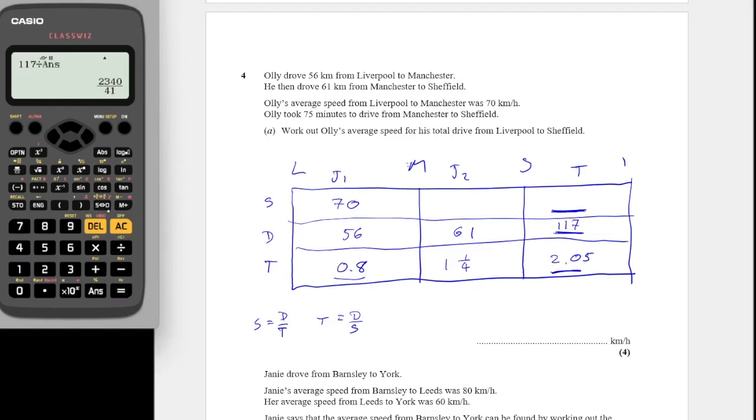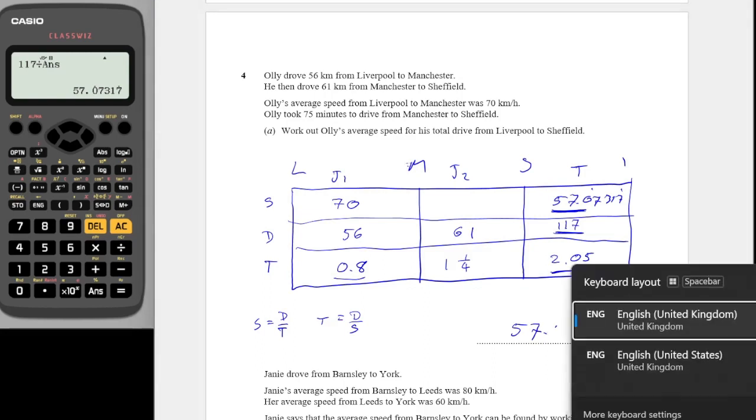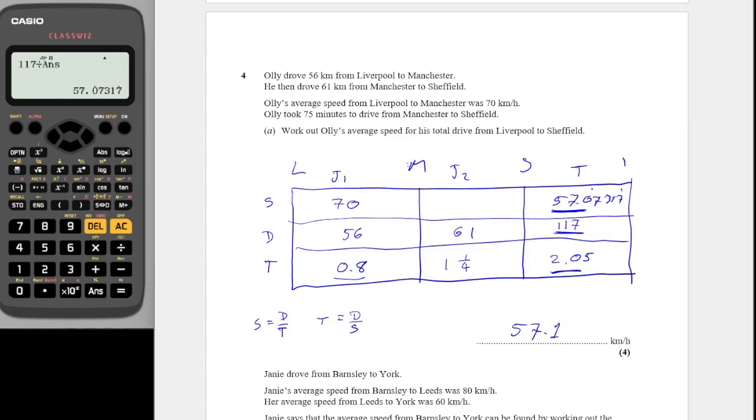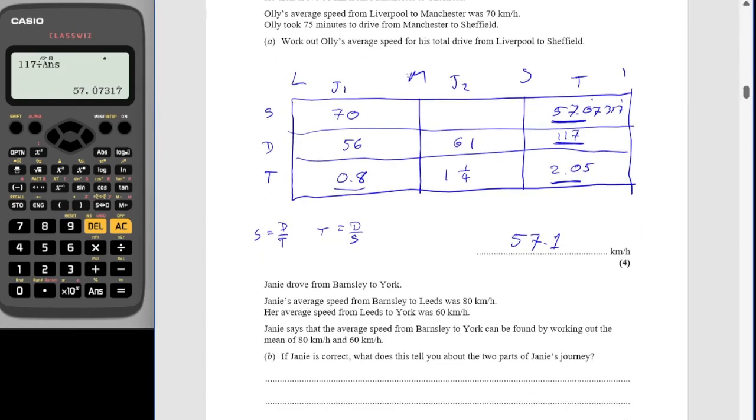So that looks quite ugly. 57.07317. So we're going to go 57.1. So I'm going 57.1 kilometres per hour.